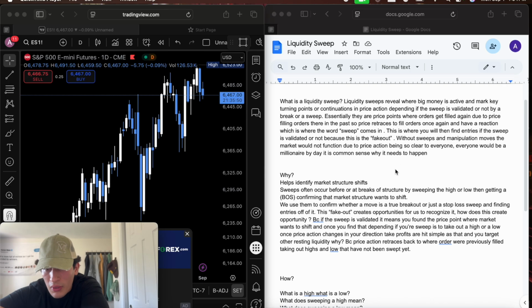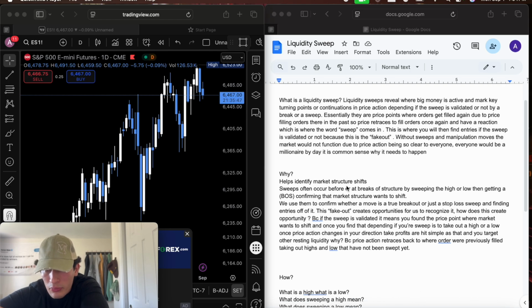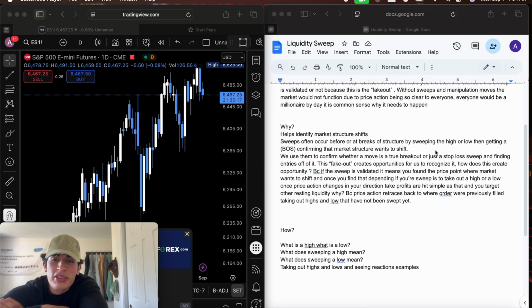So, all right, why? It helps identify market structure shifts. This is where the sweep happens. Typically it happens with accumulation, manipulation, and then distribution, I believe. I saw a picture of that, and it makes sense. Sweeps often occur before or at breaks of structure, by sweeping a high or low, then getting a break of structure, confirming that market structure wants to shift. We use them to confirm whether a move is a true breakout or just a stop loss sweep, which is sweeping a high or a low and finding entries off of it.